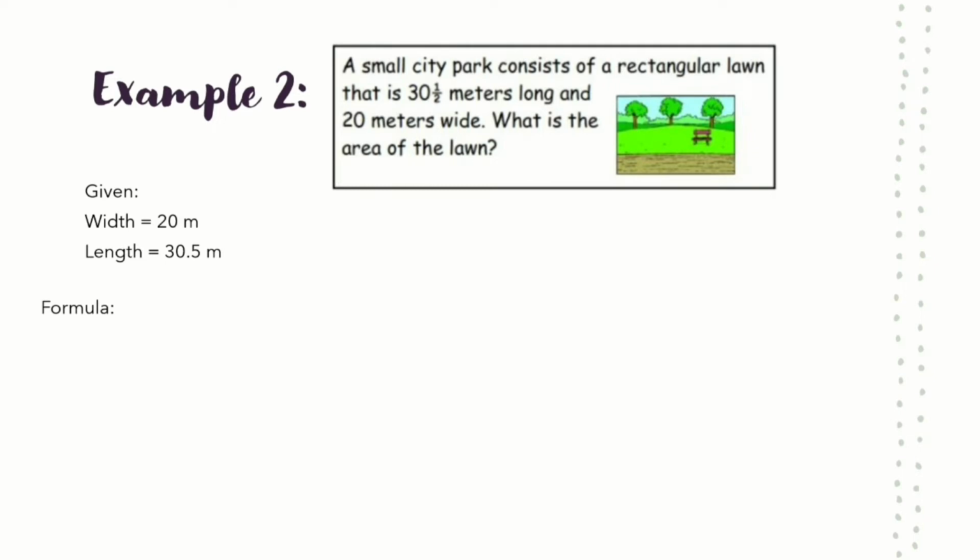So the formula that we're going to use is A is equal to LW, that is area is equal to length multiplied by its width. So by substitution, we have A is equal to 30.5 meters times 20 meters. The answer now is A is equal to 610 square meters. Again, reminder, if the question is all about the area, the answer must be expressed in square units. Since the unit of measure used here is meters, then our answer is in square meters.